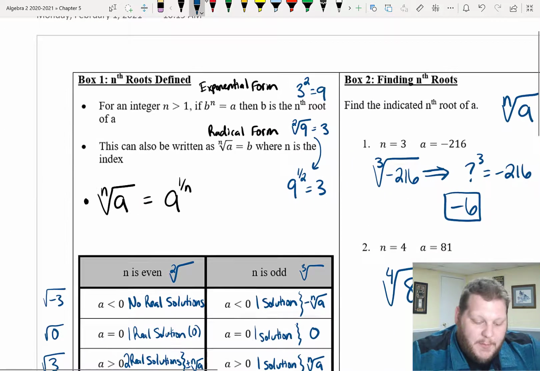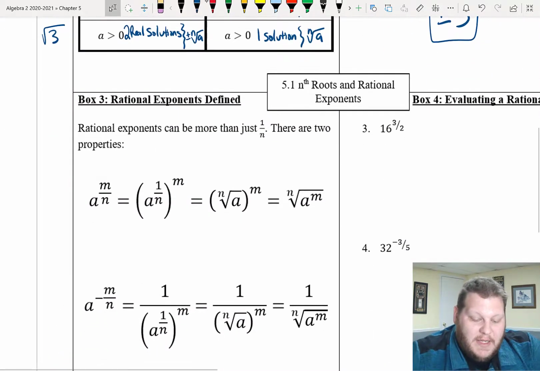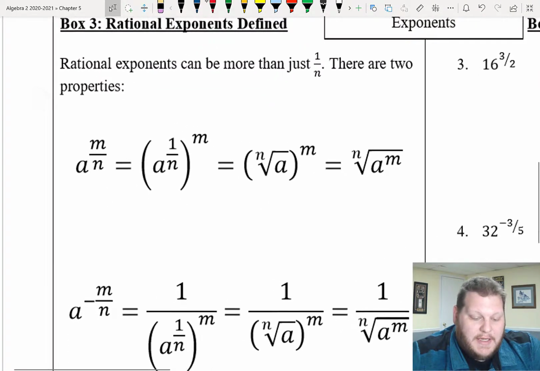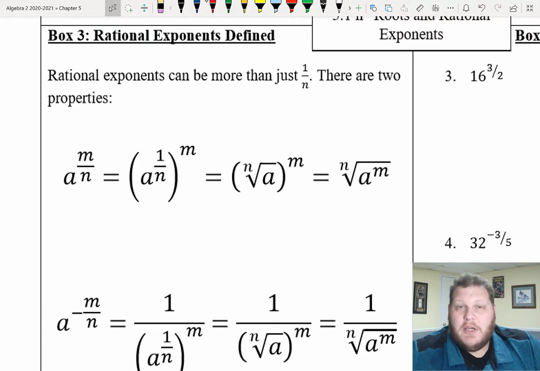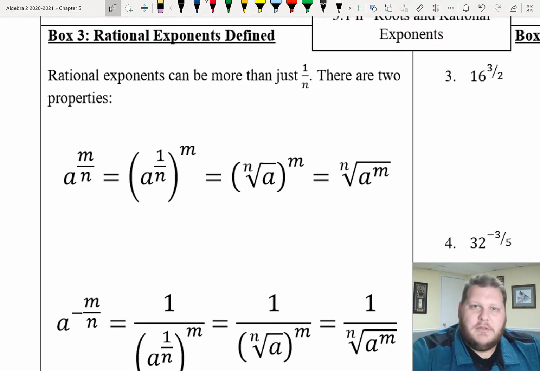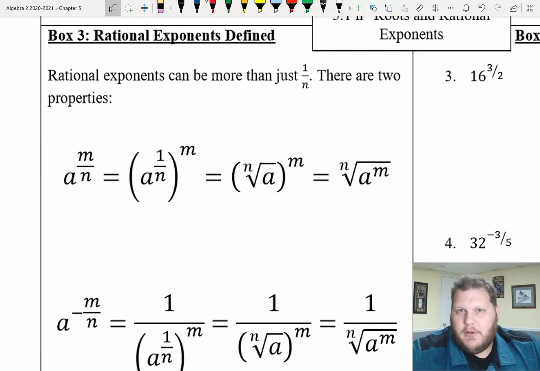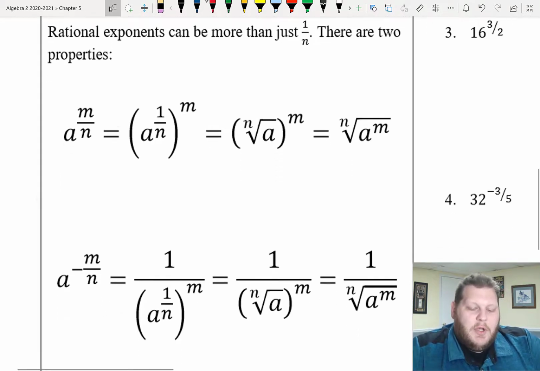So the reason I bring that up is because what we're going to be dealing with now is other fractional exponents. So box 3 is all about rational exponents, rational just being ratios, which is fractions. So you'll hear me use both phrases, rational and fractional exponents. Just know that they're the same thing.